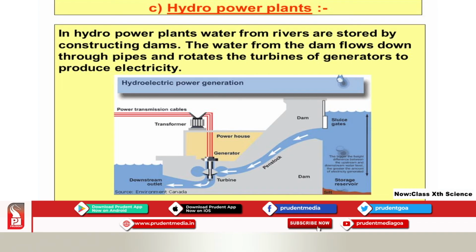So we will see the setup. I repeat what is the working. In this hydropower plant, water will be stored in dam, then this water will be allowed to fall on the turbine from a height, and then due to this flowing water the turbine will be moved and mechanical energy will be converted into electrical energy. So this is the basic idea about working of hydropower plant.